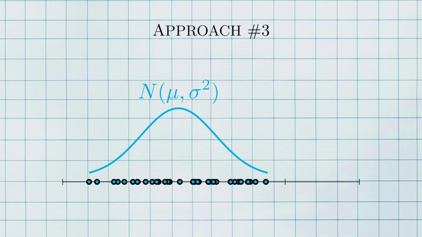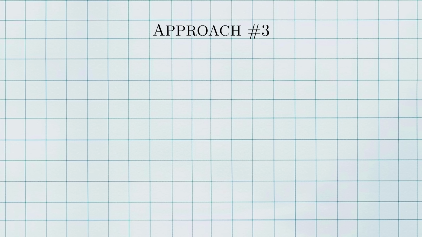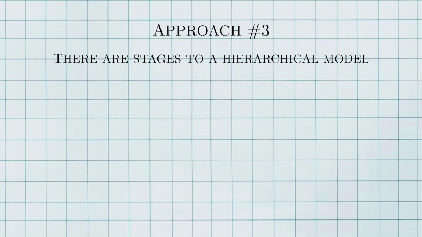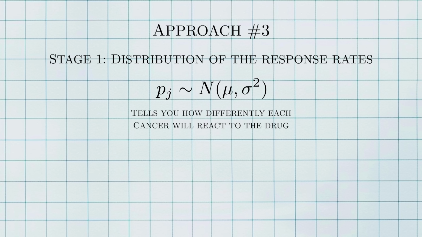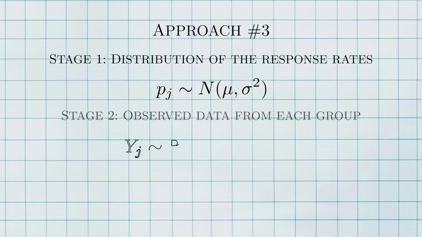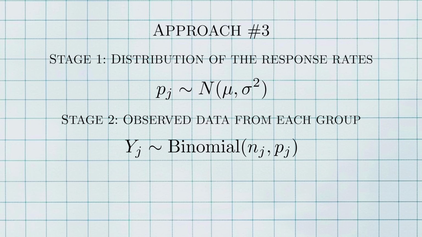This type of model has a special name, a hierarchical model. The one I've described here is just one of many different types of hierarchical models that are possible. Like its name suggests, there are stages to this model. At one stage, there's a distribution that dictates how well the cancers respond to the drug. It governs the response rates. Once each group has their own response rate, the next stage is the data we observe for each of the groups. In this case, binary variables representing whether or not someone responded well to the drug.